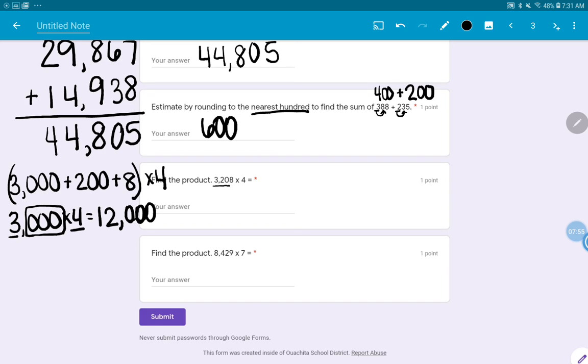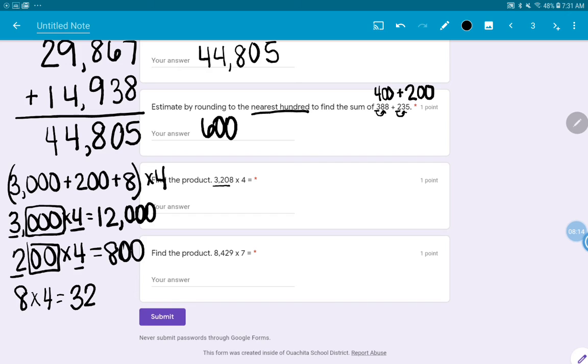Then I'm going to do 200 times 4. 2 times 4 is 8. I'm going to add my 2 zeros, so 800. Then I have 8 times 4, and 8 times 4 is 32. So now all I have to do is add together my parts, or my partial products. 12,000 plus 800 plus 32. So my answer is 12,832.